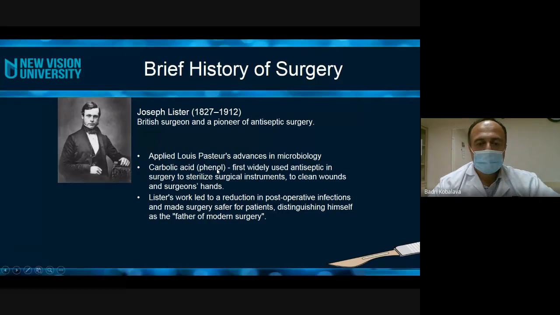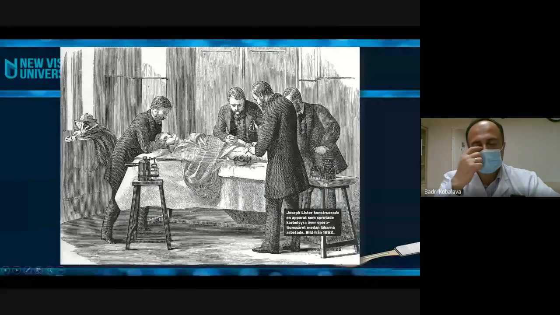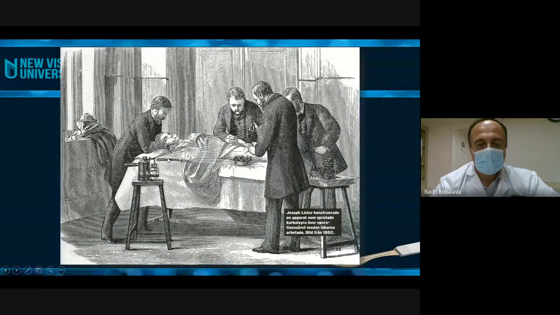He sterilized surgical instruments, cleaned wounds, cleaned surgeons' hands, and even sprayed the carbolic acid in the environment to decrease the quantity of the microbial bodies which get into the wounds. Unfortunately, carbolic acid is toxic for the personnel, for surgeons, nurses, but it was a great discovery because it decreased the likelihood of surgical infection.